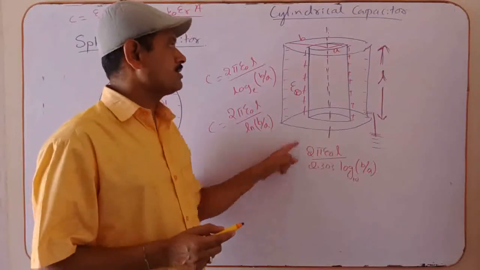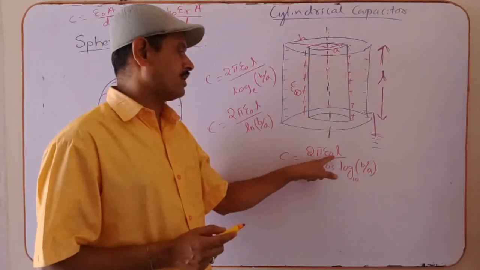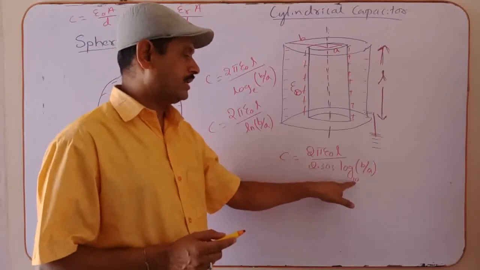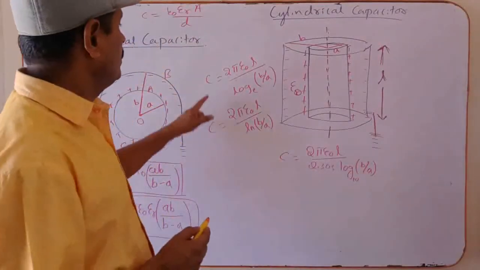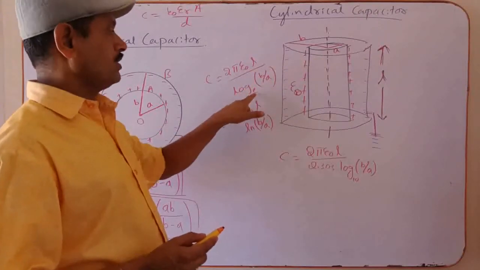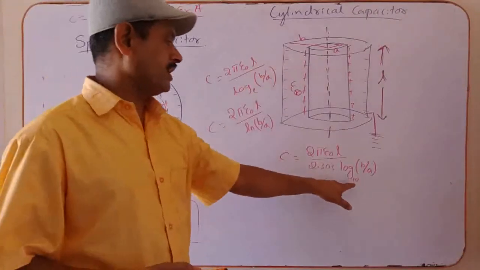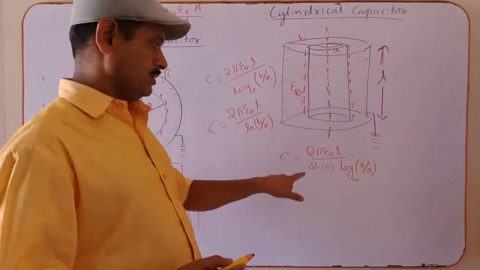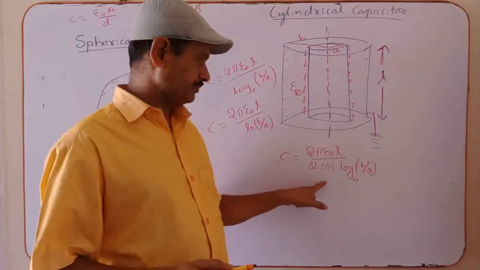Now the capacitance of the cylindrical capacitor is 2 pi epsilon naught L divided by 2.303 log of B by A to the base 10, or C is equal to 2 pi epsilon naught L log to the base e of B by A. If it is base 10, the 2.303 factor is there; if it is base e, the 2.303 is not there.